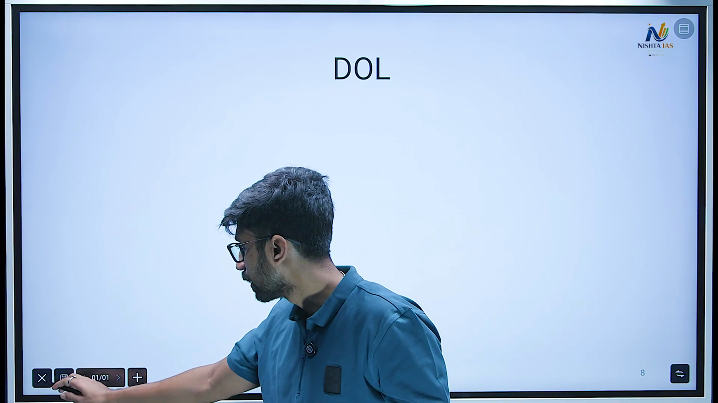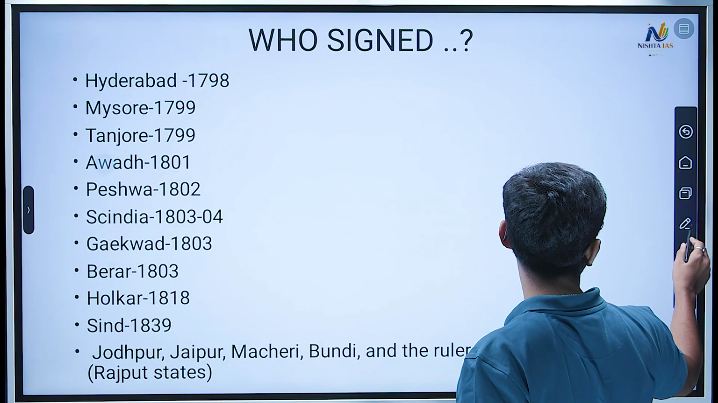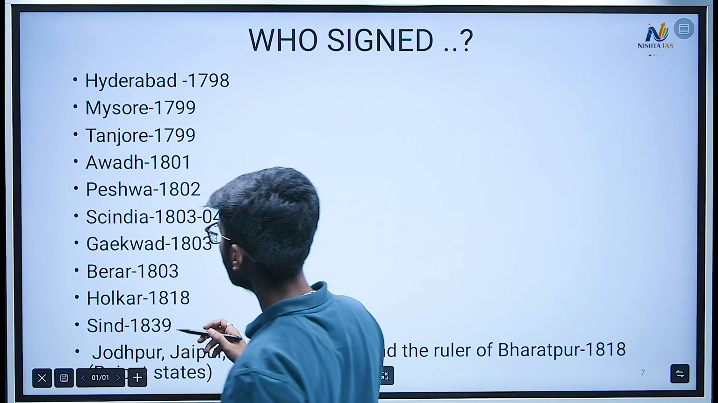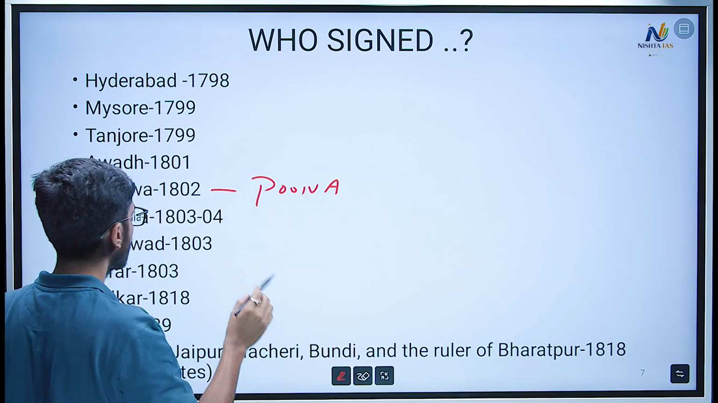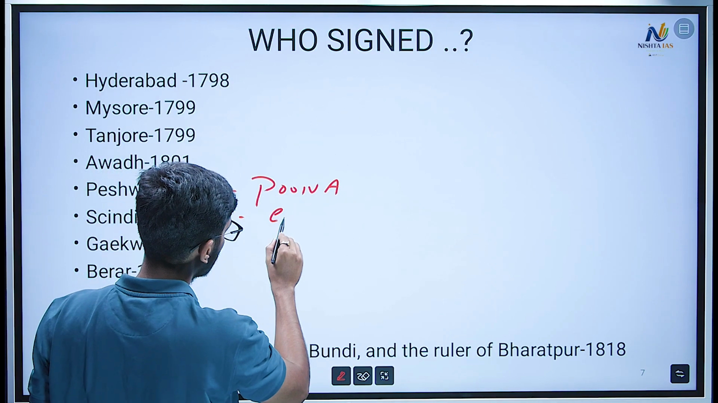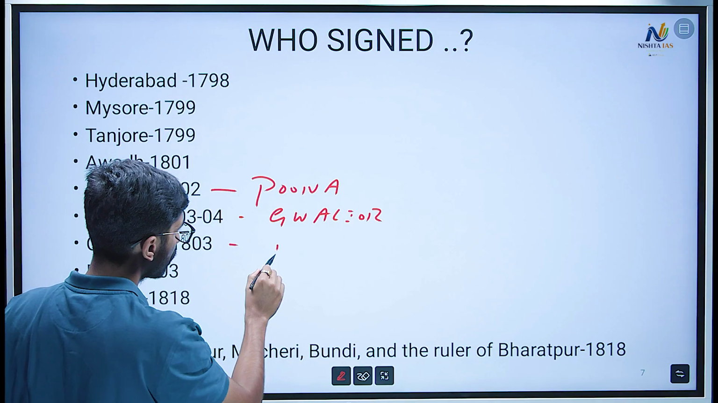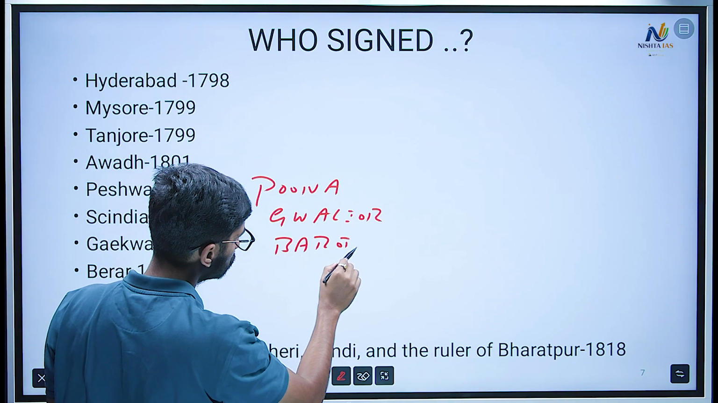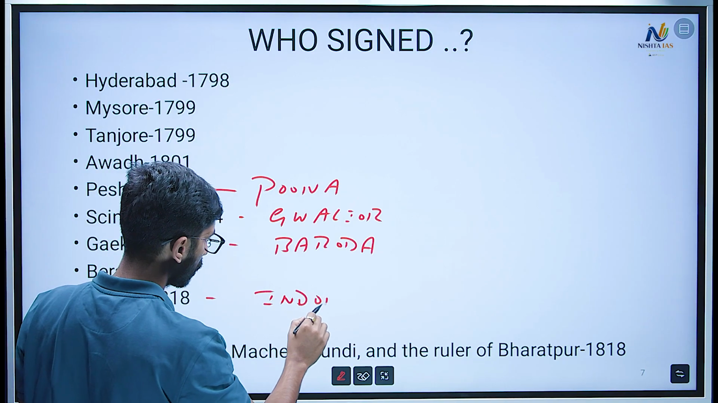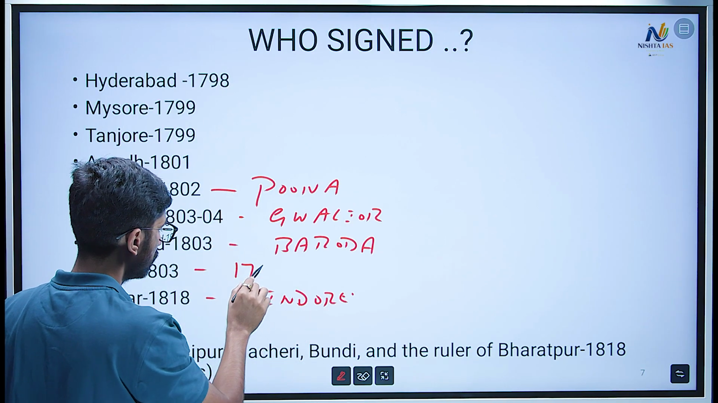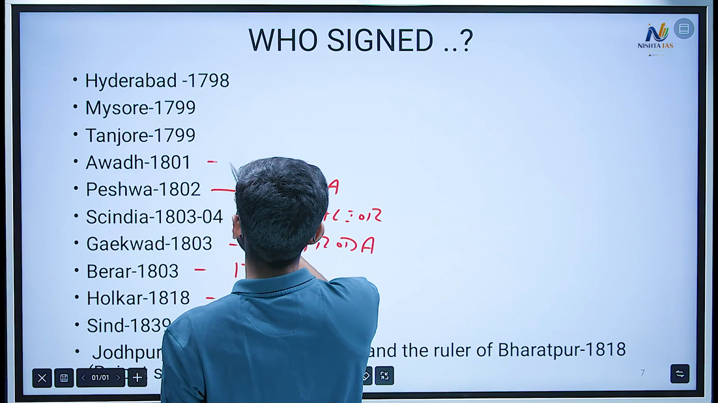Oh yes, I need to go backwards. I will just write where these states are coming from. Peshwa, that is from Pune. Then Sindhya, from Gwalior. Then Gaikwad from Baroda. Then Holkar from Indore. Berar also in Maharashtra. Understood? So the rest of the states, Hyderabad, Mysore, Awadh, we know that Awadh is in UP.